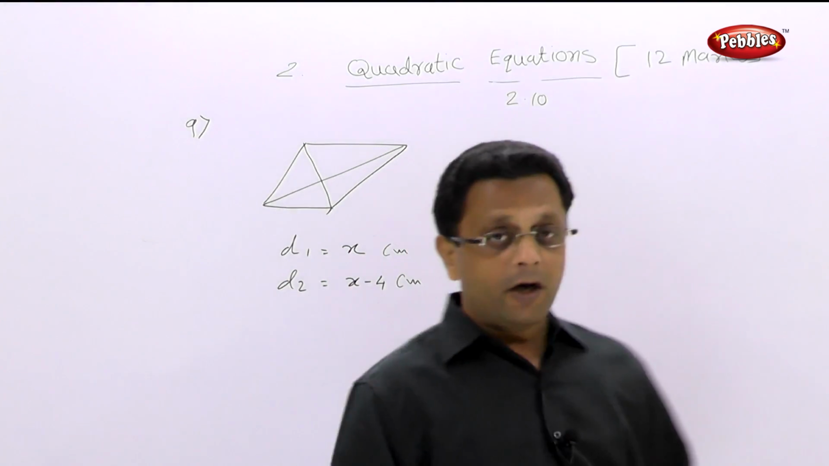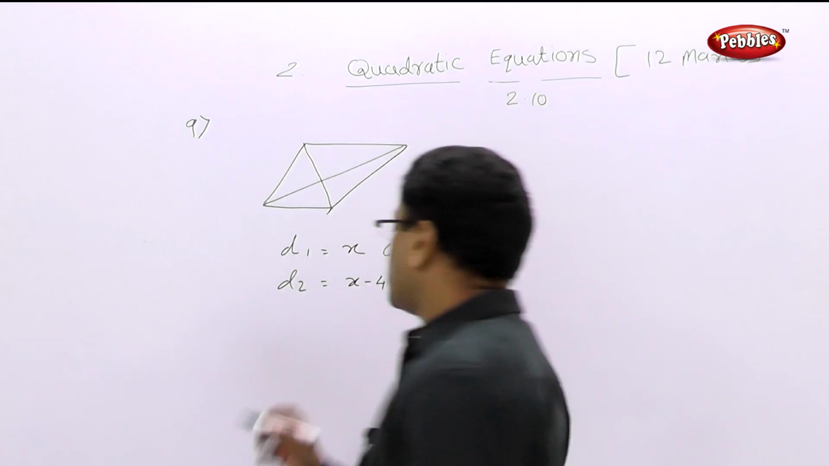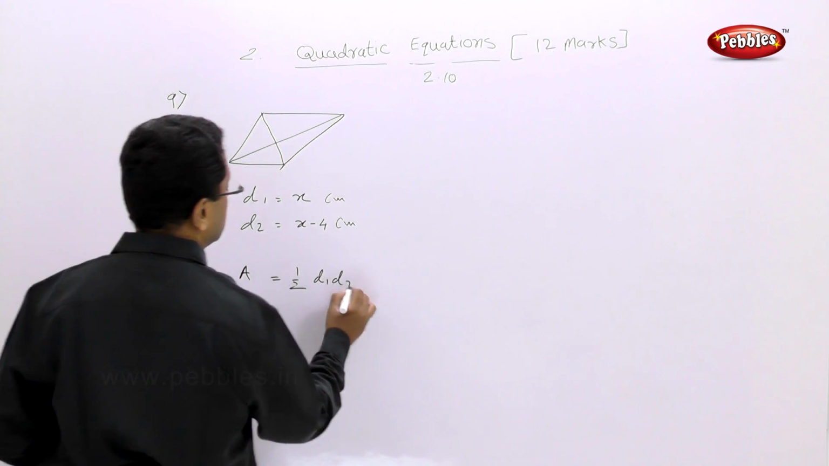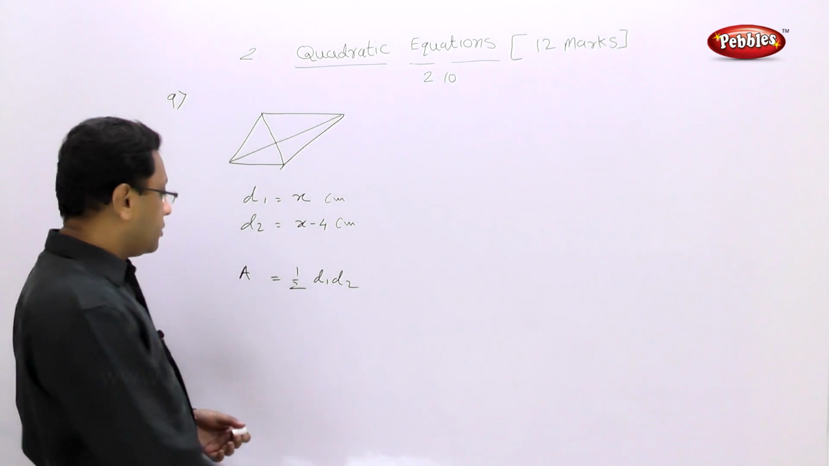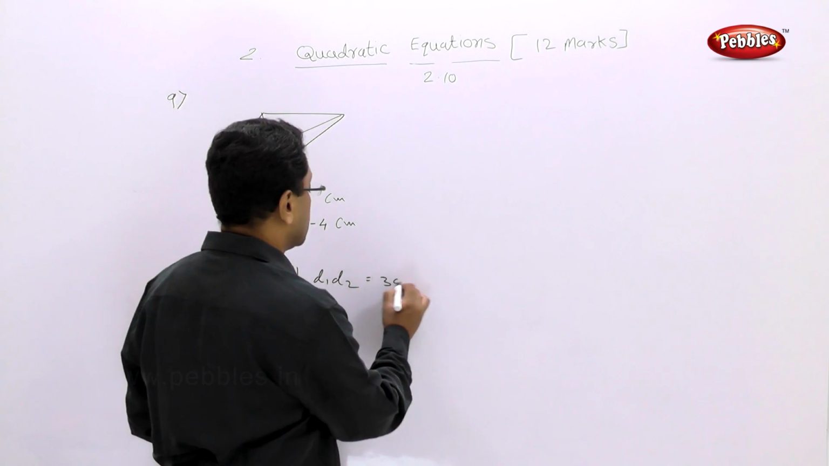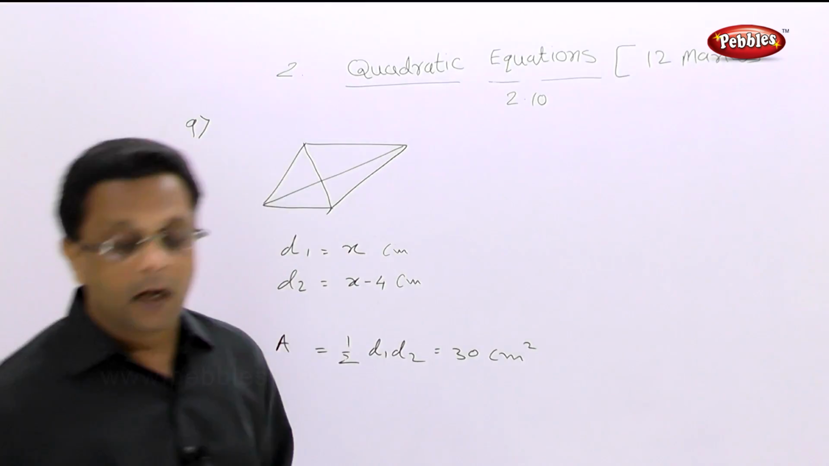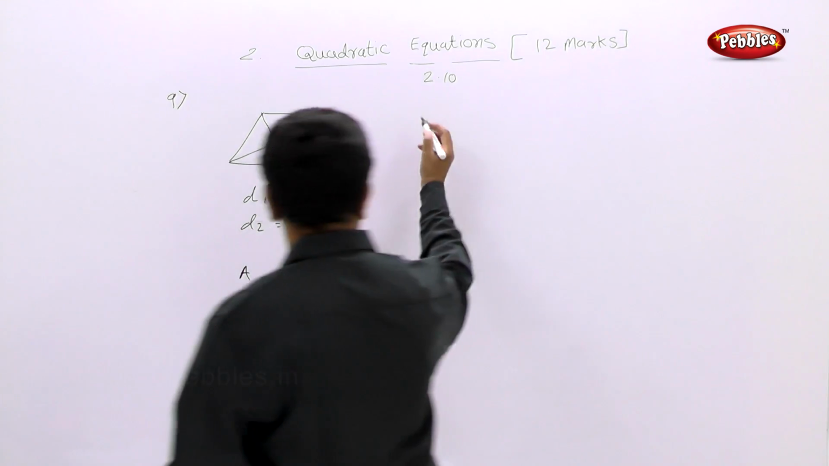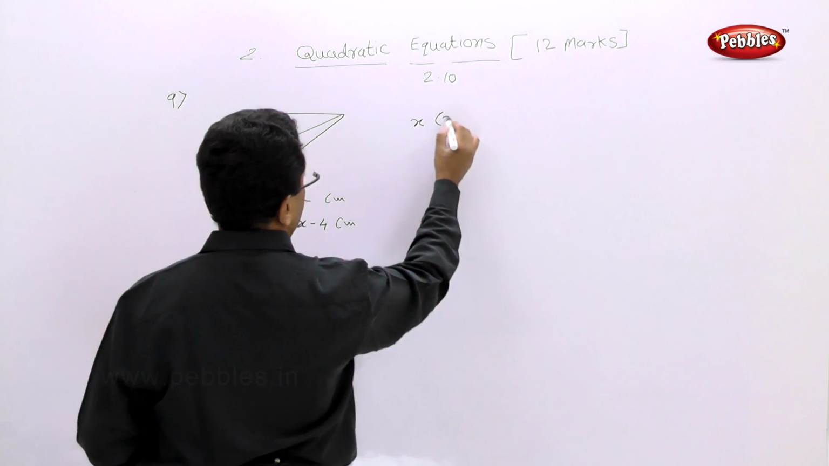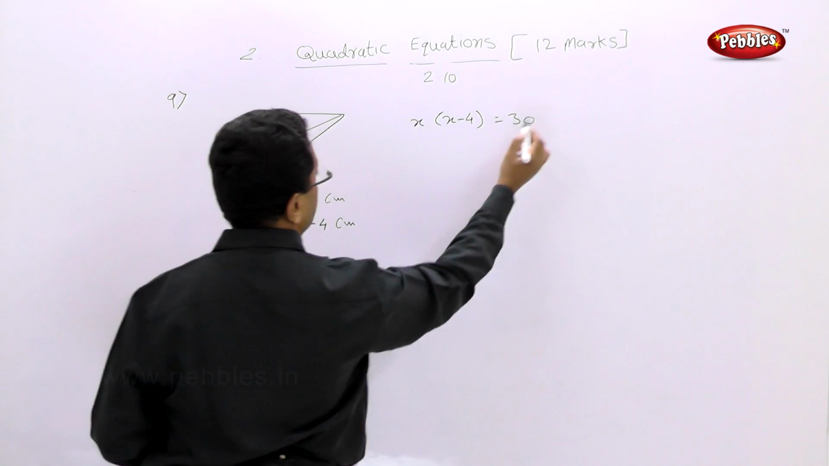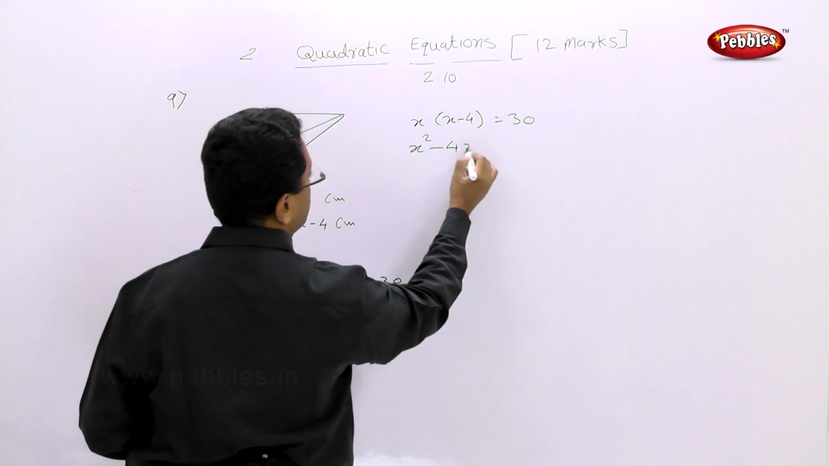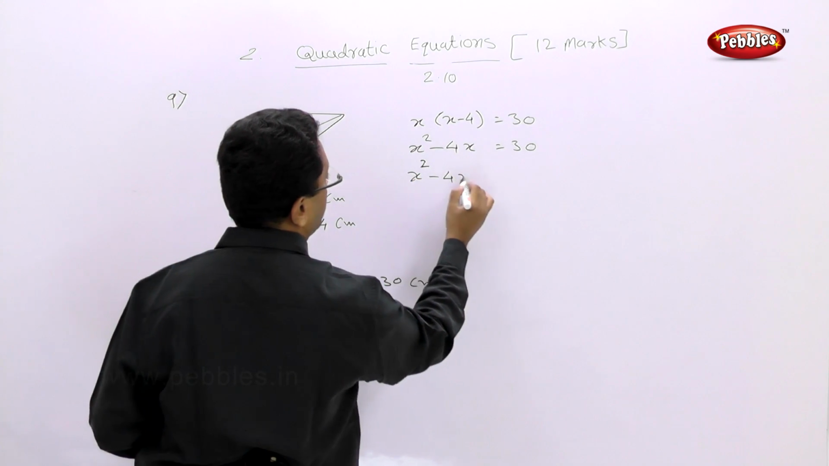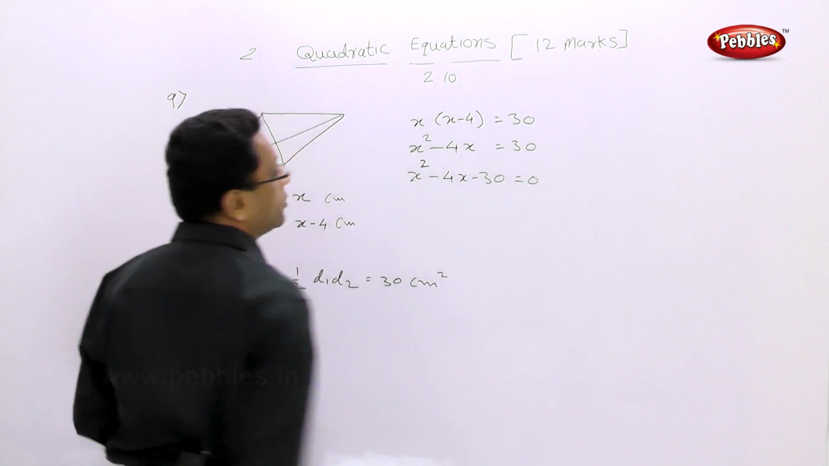Further they say that the area of a rhombus, what is the formula for the area of a rhombus? Area of a rhombus is half D1 D2. Okay, so they say that this is 30 centimeters square and we have to find out the length of diagonals. By this we can just substitute x into x minus 4 is equal to 30. So x square minus 4x is equal to 30. So x square minus 4x minus 30 equal to 0.